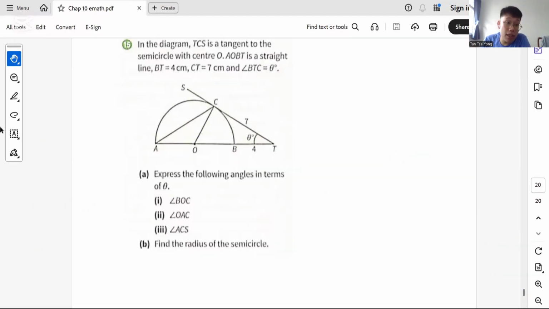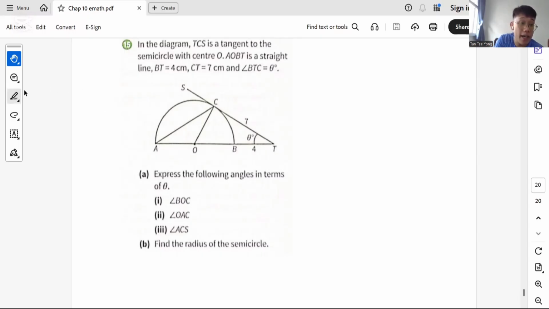Okay, guys, let's go through the last question of review exercise 10, question 15. Okay, so just give me a moment. So in the diagram, TCS is a tangent to the circle, right, with center O, and AOBT is a straight line. BT is 4 cm, CT is 7 cm, and angle BTC is theta degrees. So they want us to find all these angles in terms of theta.